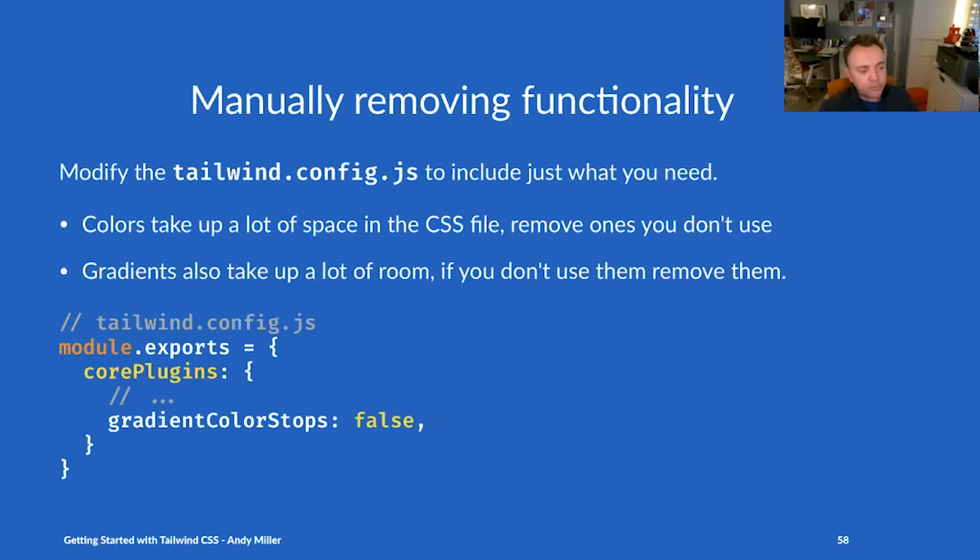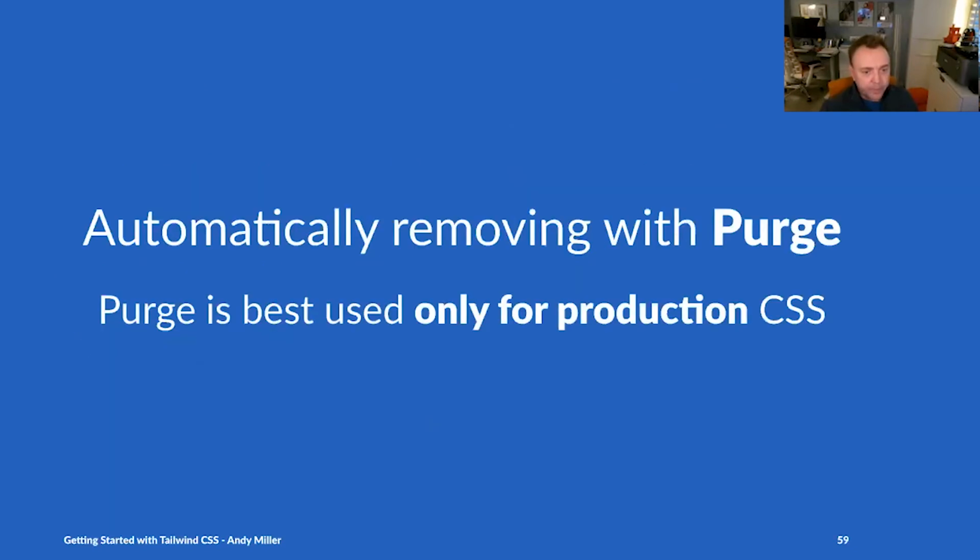And if you need to remove gradients, for example, you can just put this syntax in your tailwind.config.js: gradientColorStops: false. And this is the common syntax to turn off core plugins inside Tailwind. The documentation also has a good section on how to optimize, and it recommends some things that can take up a lot of space. The most important and useful tool, though, that Tailwind provides is Purge.